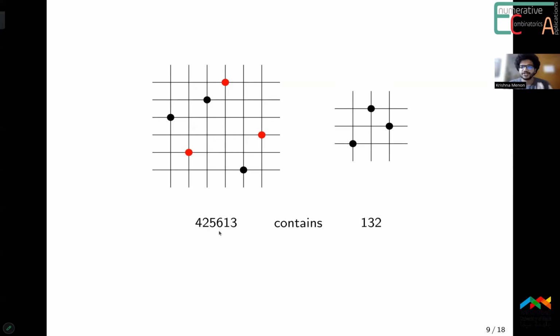And we say that one permutation contains another. So in this case, this permutation 4, 2, 5, 6, 1, 3 contains 1, 3, 2 if I can choose 3 points. So here I've chosen these 3 red points. And if I delete all the rows and columns that don't touch those red points, I'll precisely get the diagram for 1, 3, 2. You can also think of it like this: the permutation has a subsequence that looks like 1, 3, 2. Okay, so this is the notion of pattern containment. Usually the smaller permutation that sits inside the larger one is called the pattern it contains.